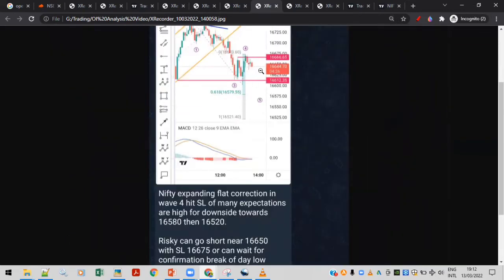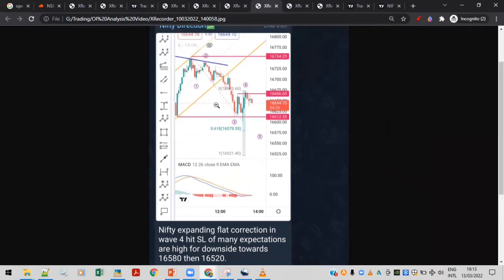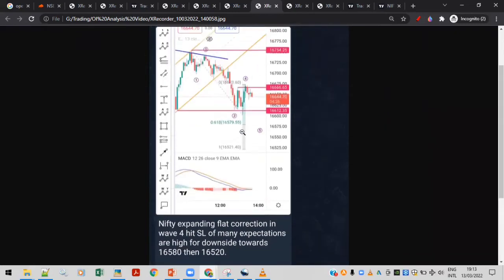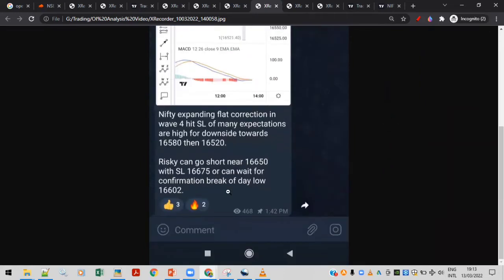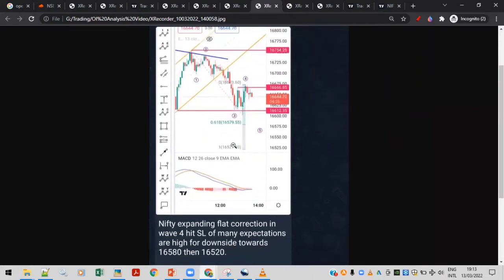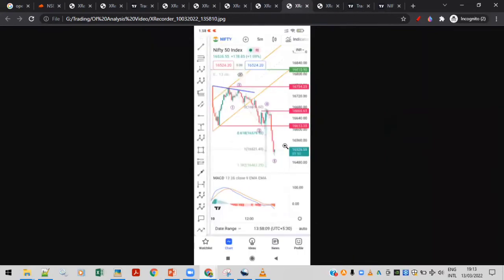Here it hit the stop loss of many, because most of them thought that after breaking the day low, it would go downside. Most of them took put options here, and then a sharp upside was given, hitting the stop loss of those people. This happens around 130. We'll discuss that next. Here I had a view that it would again fall based on the expanding flat. So again it went on the downside, breaking these levels, and it went straight down. We were able to capture around 150 points of drop after this.